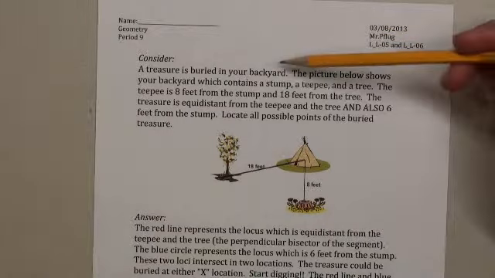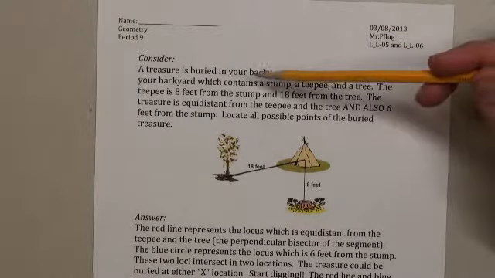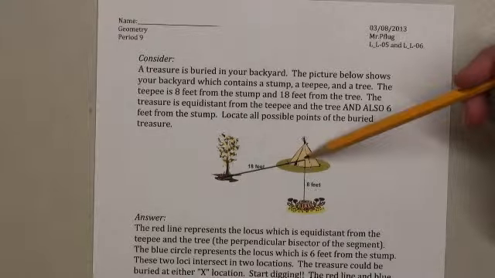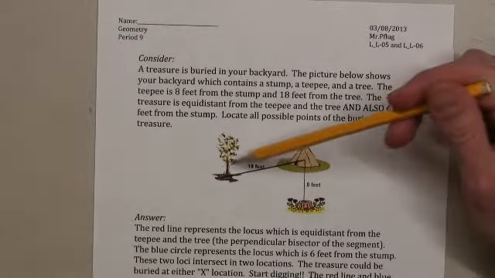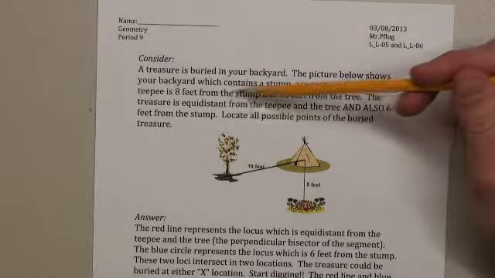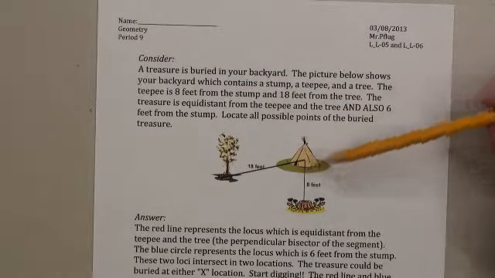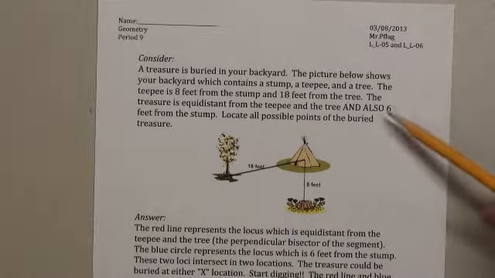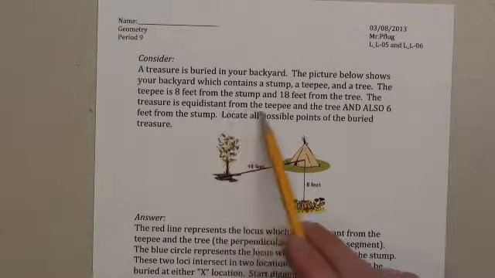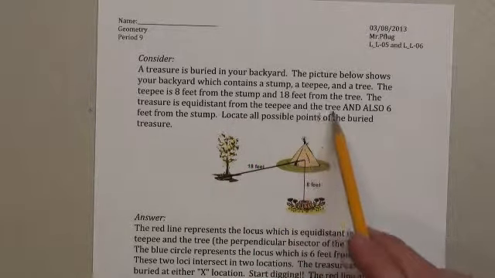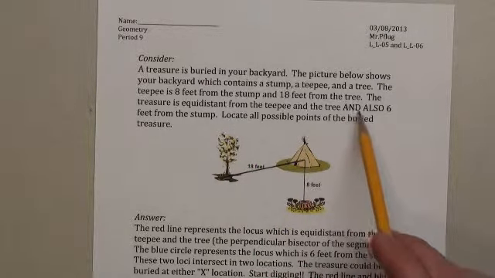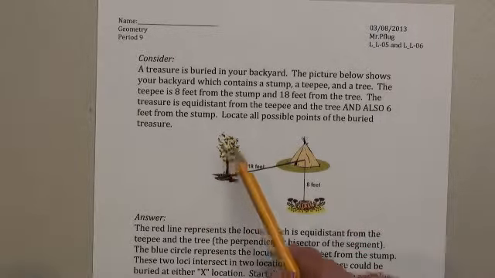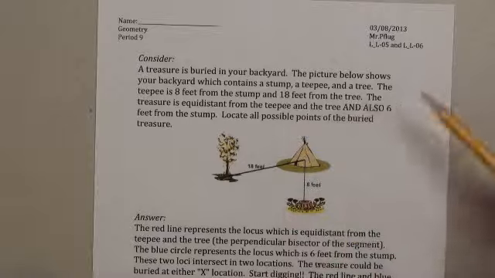So a treasure is buried in your backyard. The picture below shows your backyard, which contains a stump. Here's the stump down here. A teepee, it's a weird backyard, and a tree over here. The teepee is 8 feet from the stump. You see the distance is 8. And 18 feet from the tree. This distance is 18. The treasure is equidistant from the teepee and the tree, and also 6 feet from the stump. Locate all the possible points of the buried treasure.